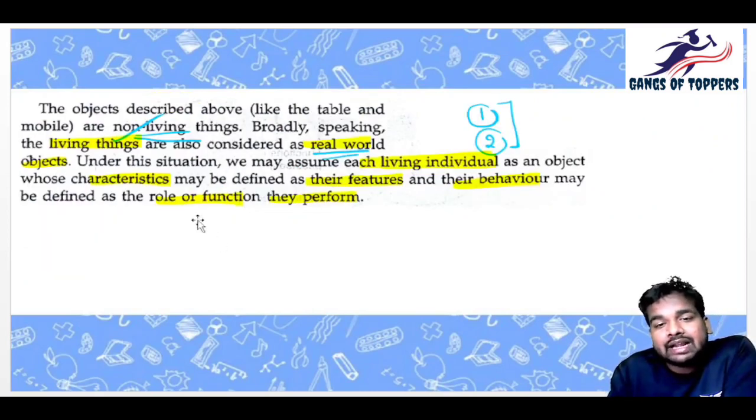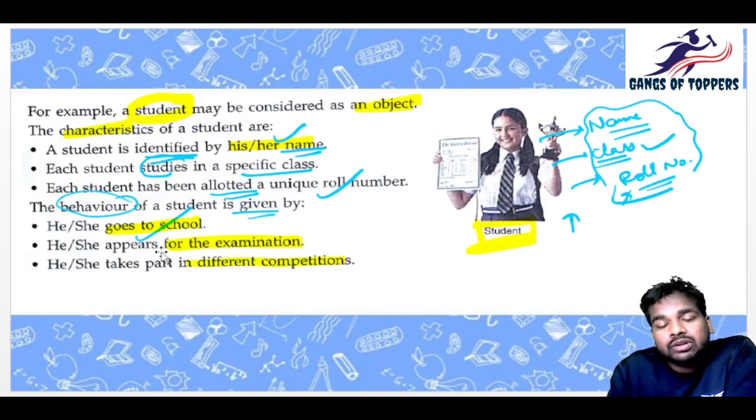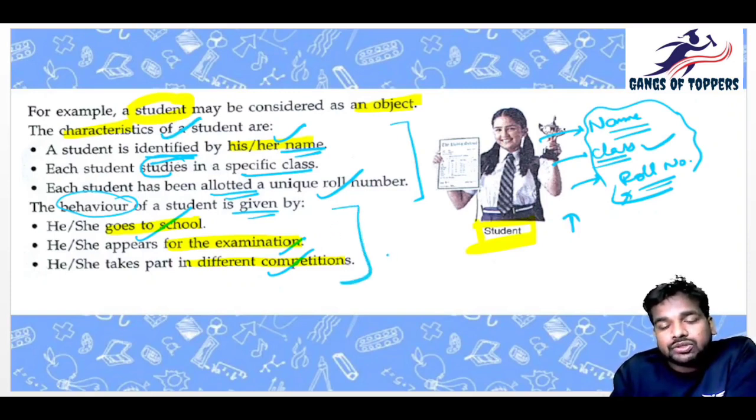So from here we can see that we are talking about the behavior. Behavior means the role or the function that they perform. So what is the role? The role is that she has to go to school, and the functions are that she has to appear for the examinations and take part in different competitions. Right now we have dealt with the student, and we have seen that the characteristics of the student are name, class, and roll number, and the behavior is that she goes to school, meaning the function or role she performs while going to school.